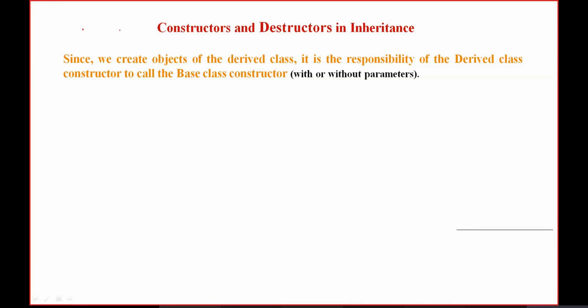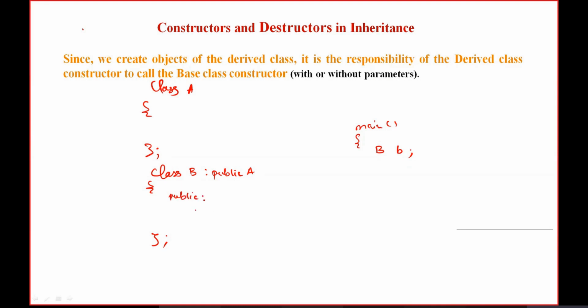If I have a class A and I am trying to create a class B, inheriting publicly from class A. In that case, I will have to create an object of the derived class, that is class B, upon which the corresponding constructor will get invoked.